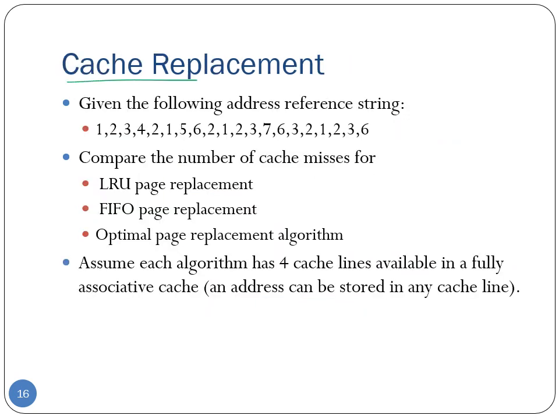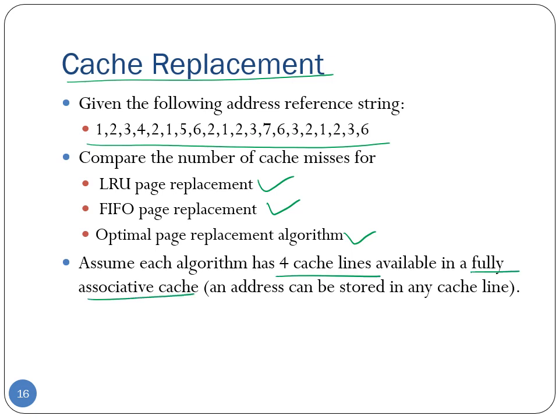This question is about cache replacement policies. We are given a string of memory references, and we have to compare the number of cache misses that these memory references would see with the LRU, first in first out, and the optimal page replacement algorithms. We are assuming a fully associative cache which has 4 cache lines.